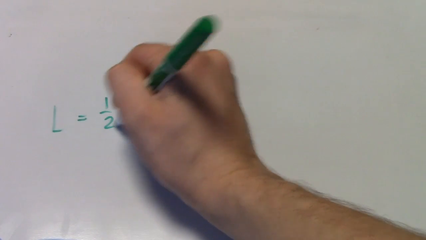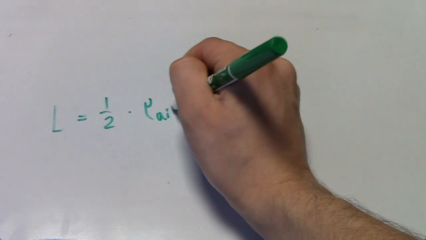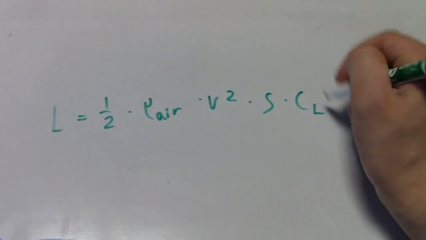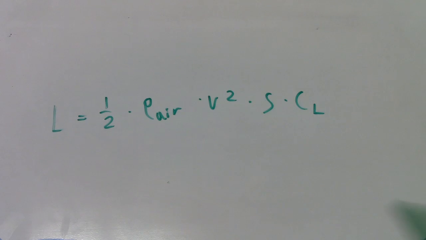Now that you have an idea as to where lift comes from, you might be wondering how we calculate lift. Well, luckily there's an equation for that, and it states that lift is equal to 1/2 times rho sub air times v squared times S times C sub L. And I'll get to what each of these variables are in a little bit.